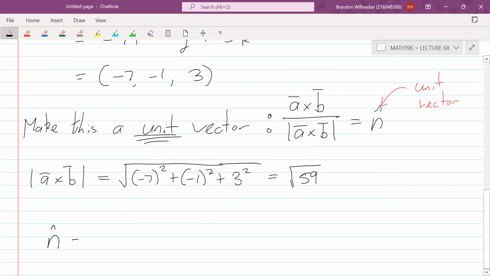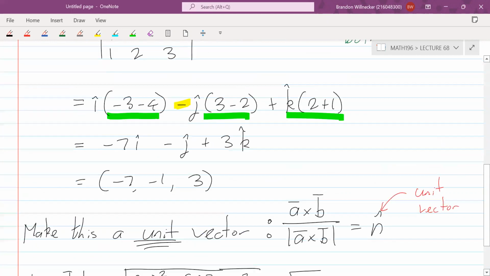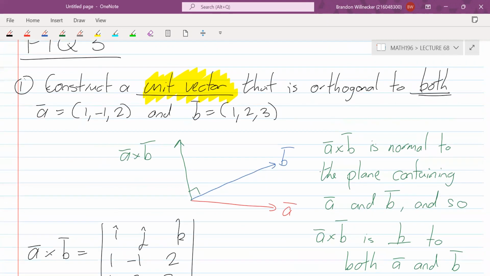So we have n hat is going to be 1 over root 59. We divide by the length: minus 7, minus 1, and 3. Okay, and in the tutorial session, I said there were 2 possible answers. That's because if we look at this perpendicular vector, it can either go up or it can go down. Right? So we can also have a vector going this other way, and it's still orthogonal.